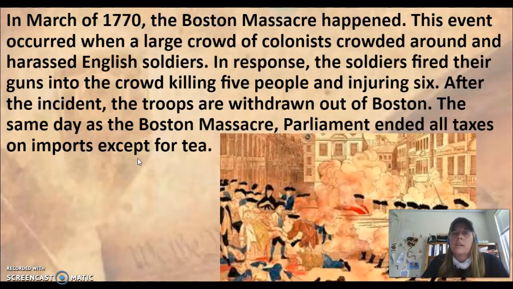The same day as the Boston Massacre, Parliament ended all taxes on imports except for tea. So here you need to realize this picture gets painted and the story gets retold as an incredible massacre. Yes, it's horrible. 5 people were shot and killed in response to this, but 5 people tend not to be a massacre of civilians. However, you can argue this helped incite the colonists to want to fight.